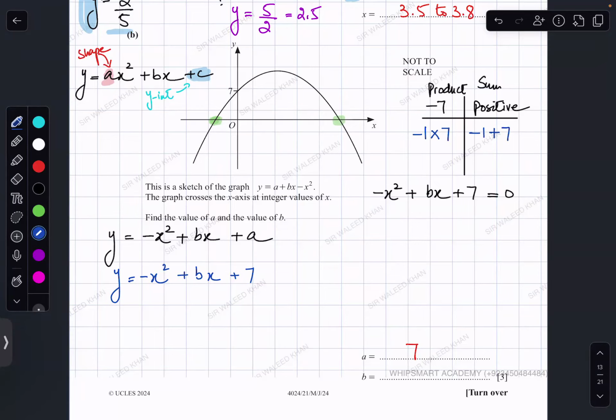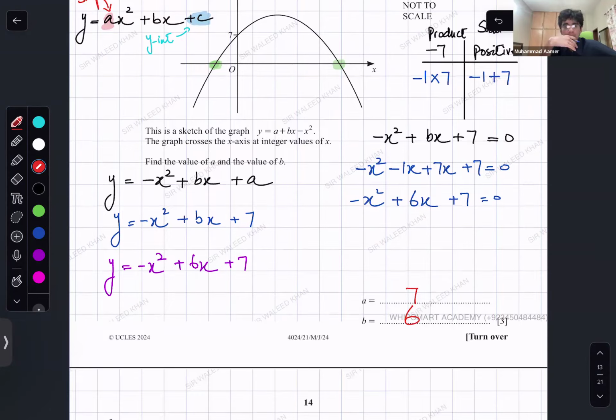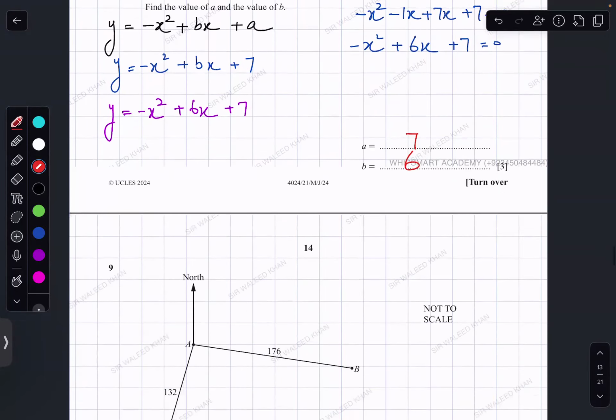Right? So I can use it over here, minus x squared minus 1x plus 7x plus 7, 0. What do we get? Minus x squared plus 6x plus 7. And you can figure out what is the value of b now. Yes, Bachu, what is the value of b? 6. Yes, there you go. Okay. Next.